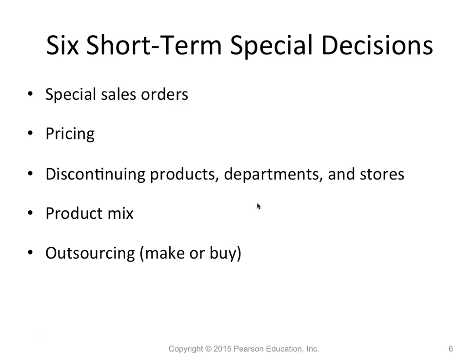So the 6 short-term special decisions are: special sales orders, pricing, discontinuing products, departments and stores, product mix, outsourcing, and selling as is or processing further. I want to take a look at each one.